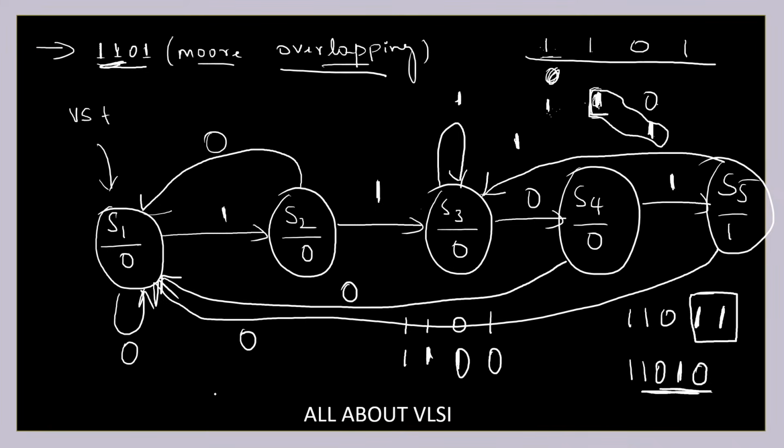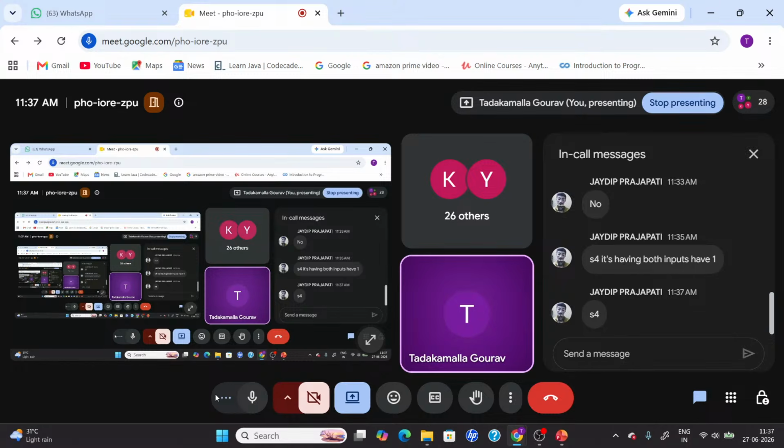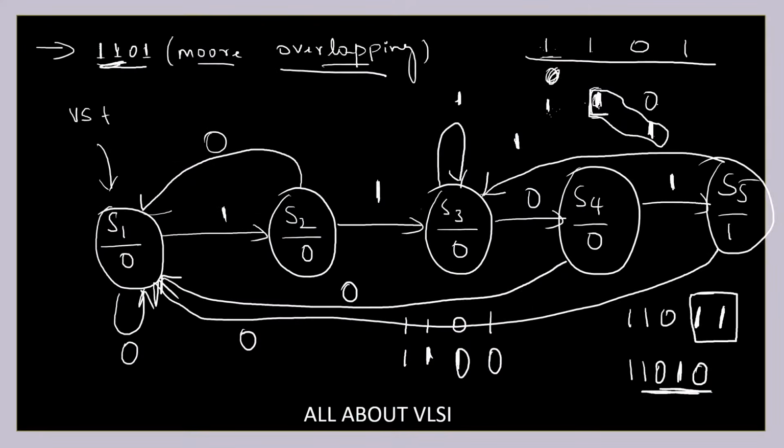So, is this FSM clear? Any doubts or any queries in this? Please look into it. Shall we move forward?